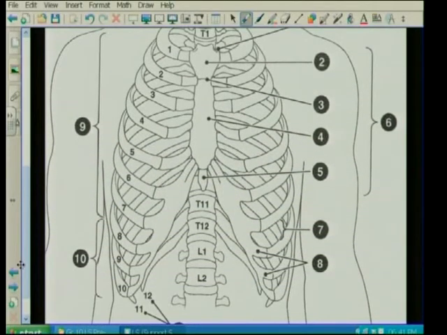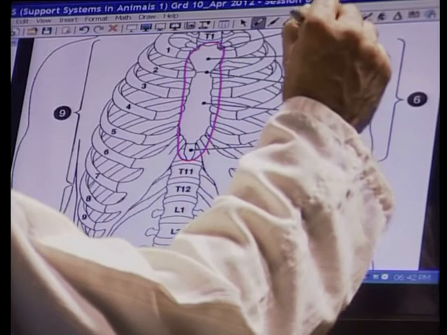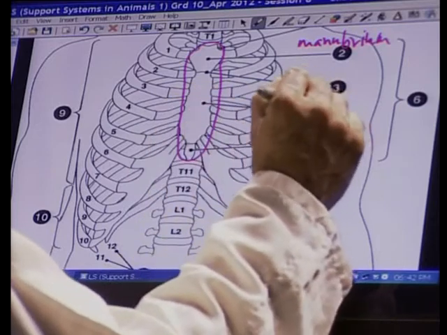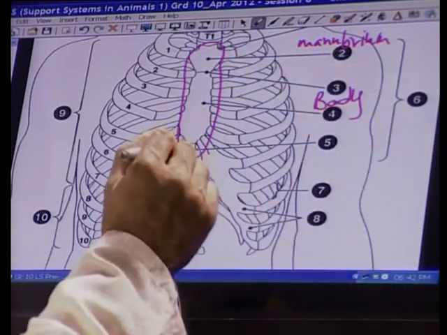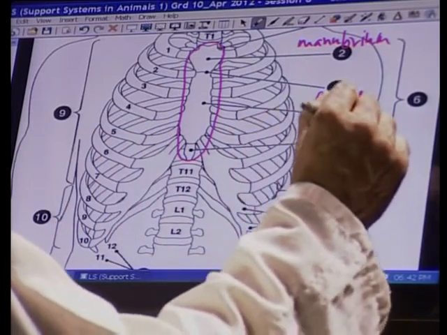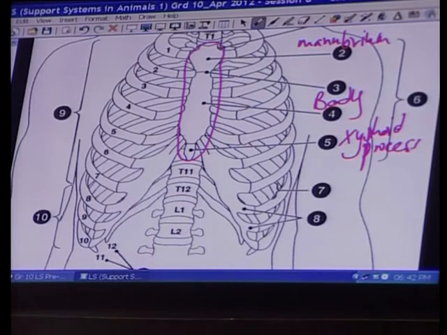Now we go to the diagram. Parts 2, 4, and 5 are all on this bone here. And this bone is the sternum, obviously. And we said that the sternum is made up of 3 parts. The top one, number 2, is the manubrium, that big word. The second part, number 4, is the body. And the third little extension right at the end is known as the xiphoid process. These are the 3 bones that make up the sternum.